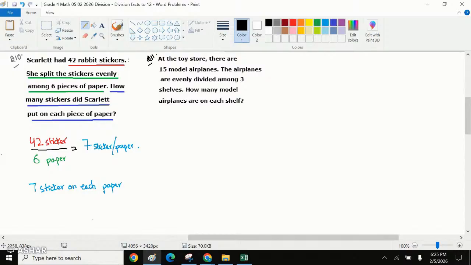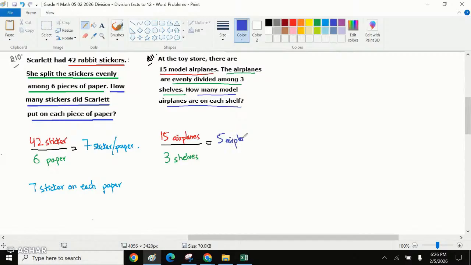Thank you, Semi. Tess. Okay. Thank you, Aiken. Thank you, Mai. We have 15 model planes, 15 aeroplanes, airplanes or aeroplanes. So the airplanes are evenly divided amongst 3 shelves. So they are divided into 3 shelves. Okay, that means there should be how many airplanes on each? Yes, perfect answer. That's a 5. Semi, Mai, and Tess.